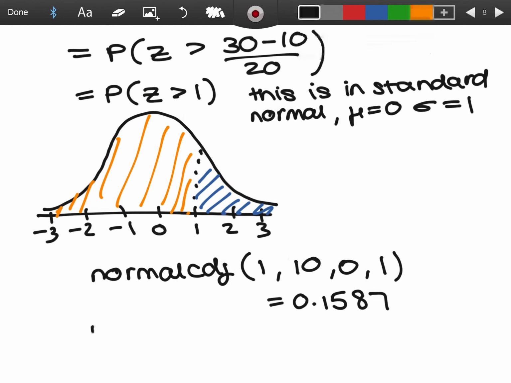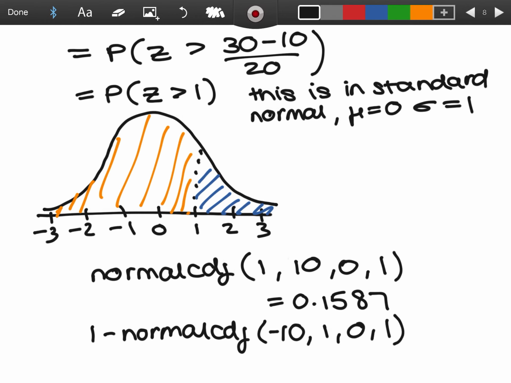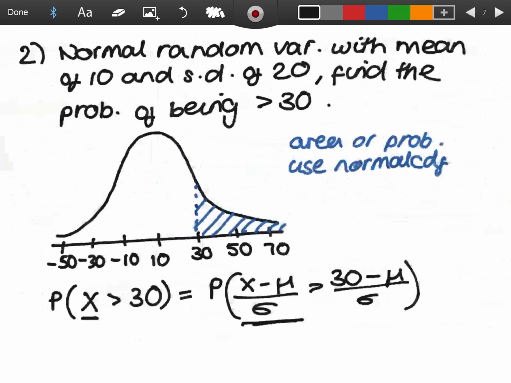So again, it's an extra step, but just to combine everything together to make sure we know how this all works. What you could have done is 1 minus the value that you get if I had used -10 as my lower bound and 1 as my upper bound. So that also comes out to the same answer. It's totally up to you which way you want to do it, which way makes most sense to you. But to me, what I would have done here is exactly what I did at the start.